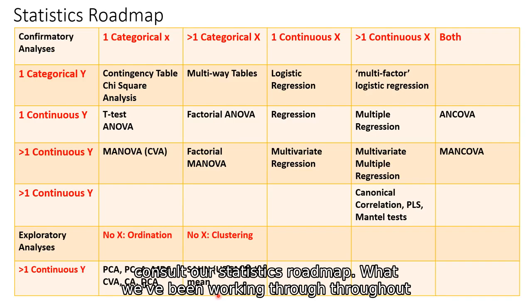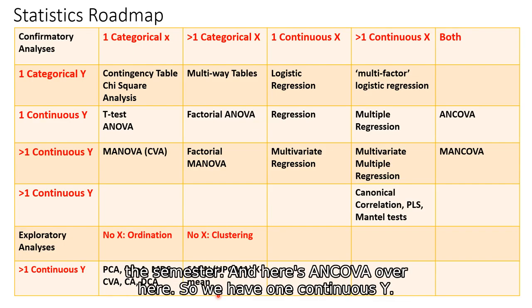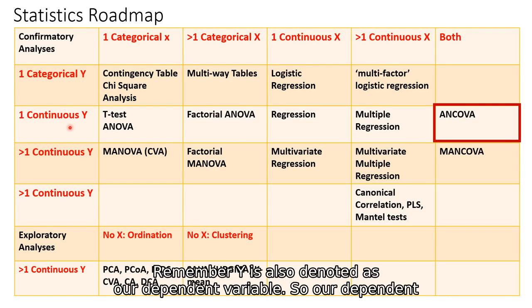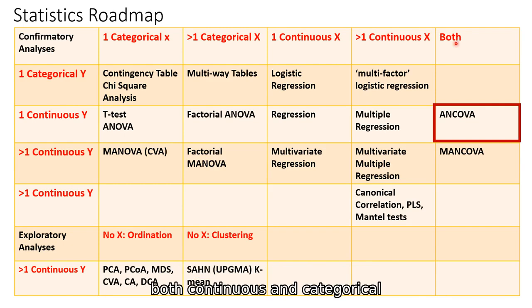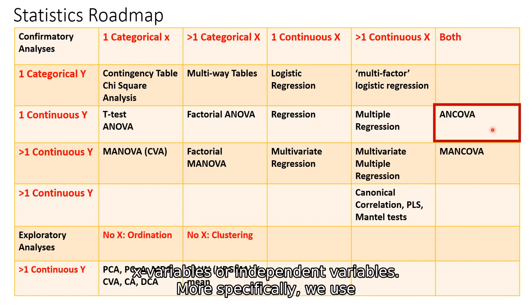So let's again consult our statistics roadmap. Okay, what we've been working through throughout the semester. All right, and here's ANCOVA over here. So we have one continuous y. Remember, y is also denoted as our dependent variable. So our dependent variable needs to be continuous, and then we have both continuous and categorical x variables, or independent variables.